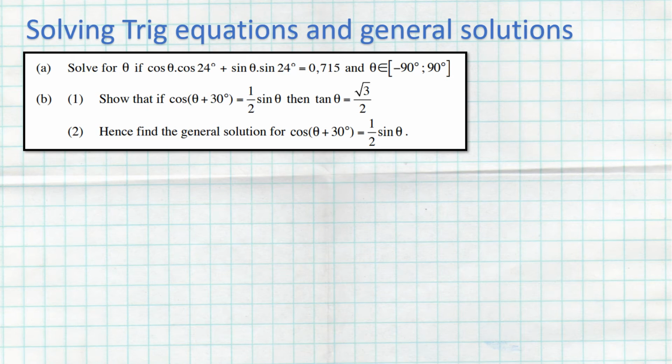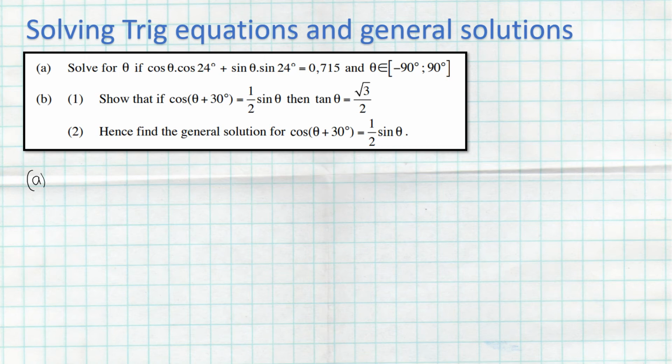Okay, so here's our first question. They say solve for theta, and you are given if cos theta cos 24 degrees plus sin theta times sin 24 degrees is equal to 0.715, and theta is an element of minus 90 degrees included up until 90 degrees included.